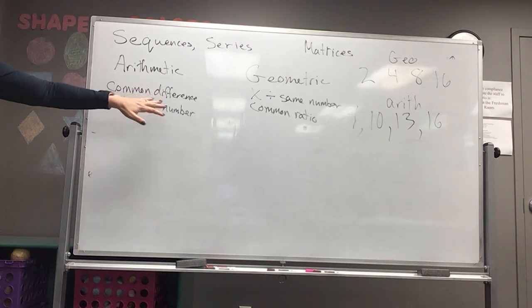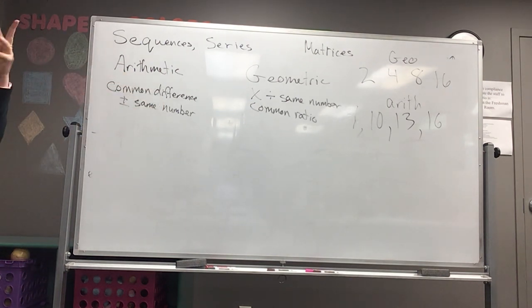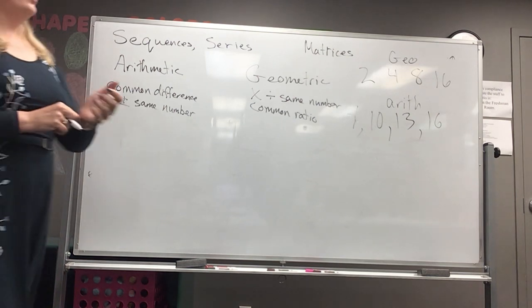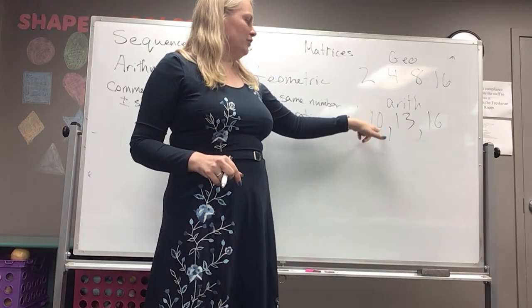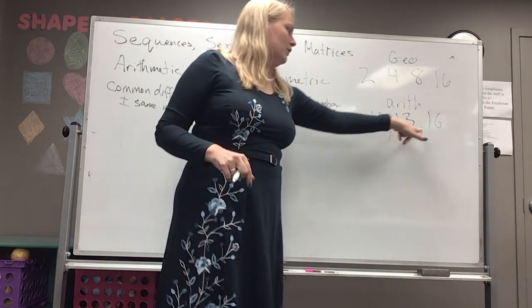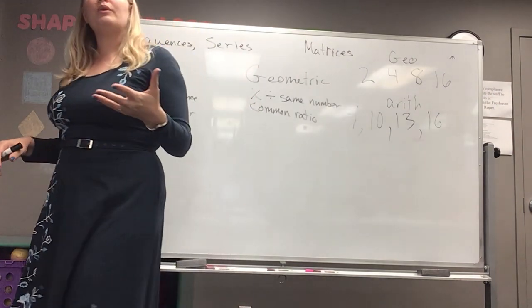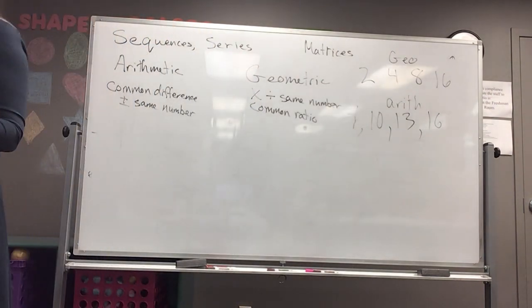Common difference, we know, that's the result of subtraction. You're subtracting two numbers and seeing how far apart they are. So the difference between 7 and 10, the difference between 10 and 13, the difference between 13 and 16. That is 3 over and over again.